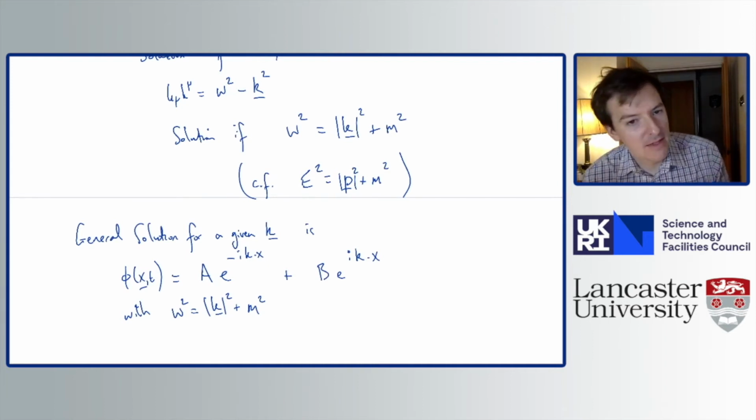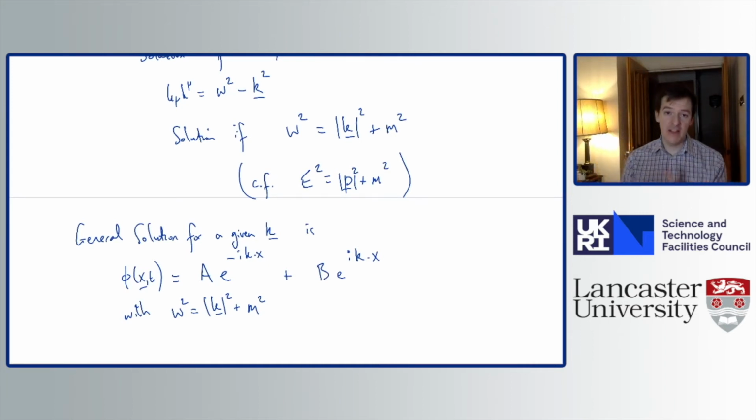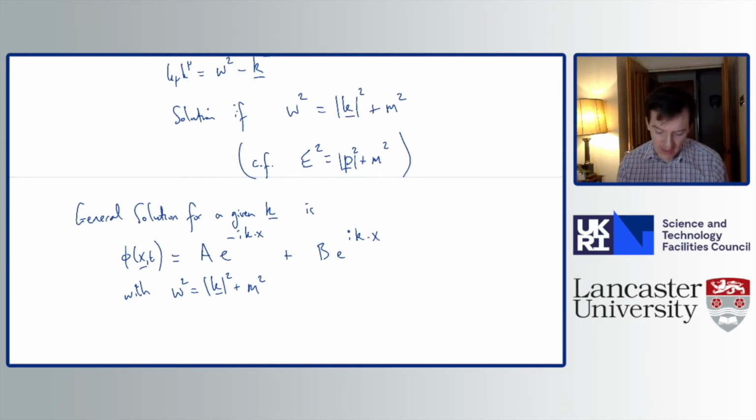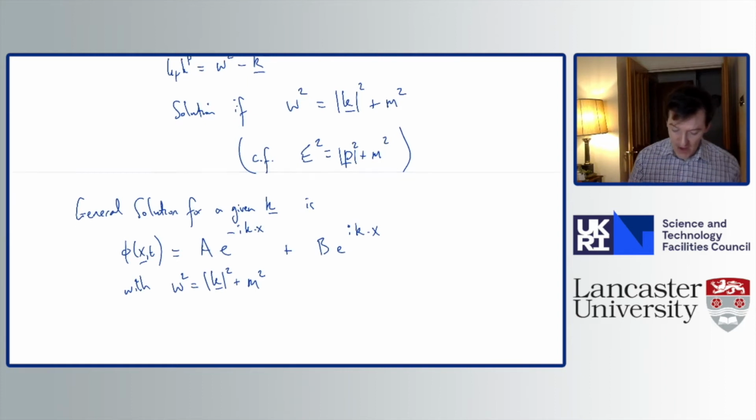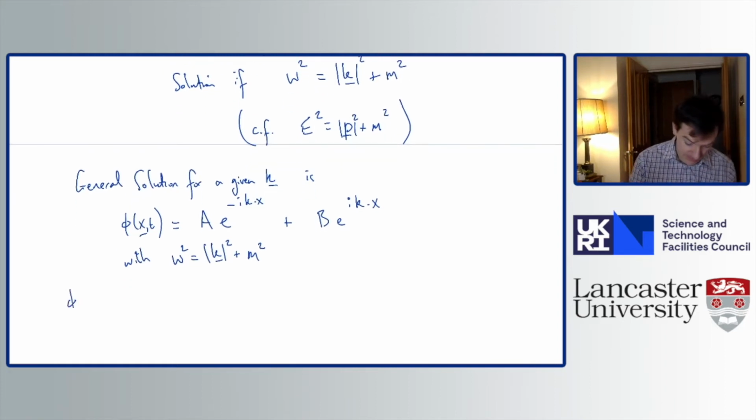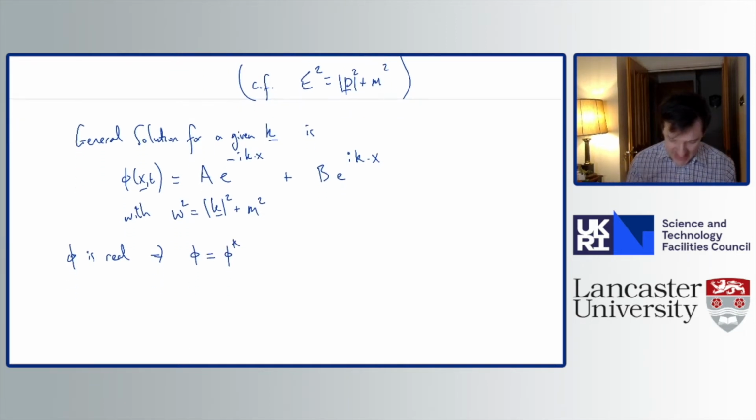Okay, so this isn't quite correct because there's one extra condition, one extra thing we know about phi that we haven't ensured holds for this solution. The one extra thing that we know about phi is that it's a real scalar field. So we need to ensure that the solution that we've written down here is actually a real field. Okay? So one way of testing if something is real is to ensure that phi is equal to the complex conjugate of phi. Okay. So we can easily check that here.